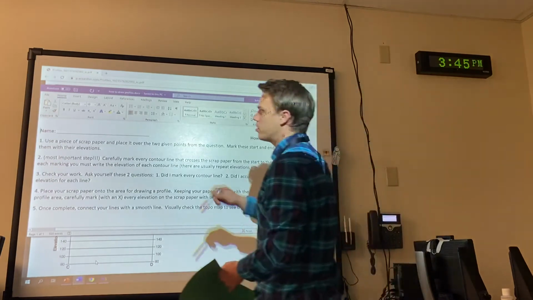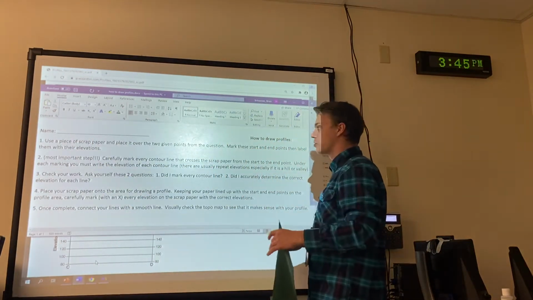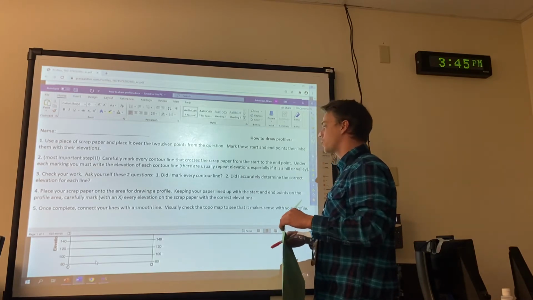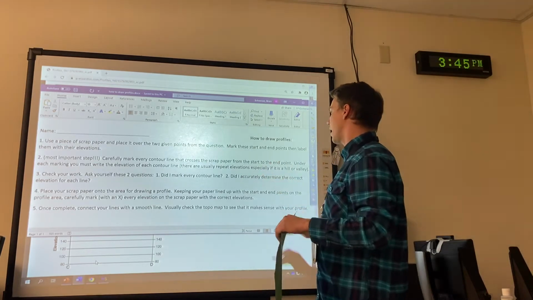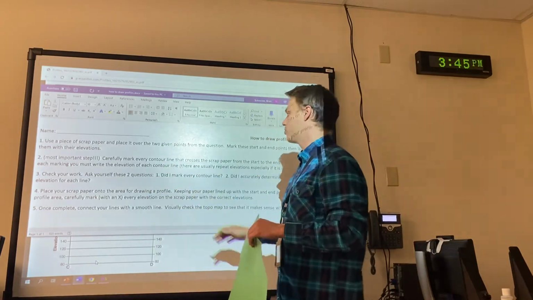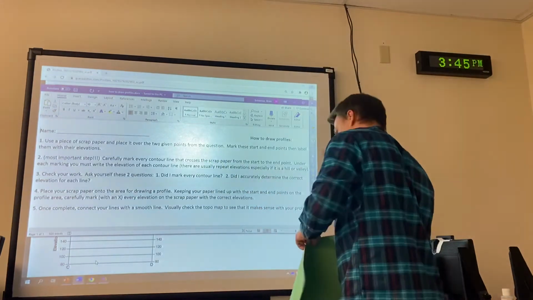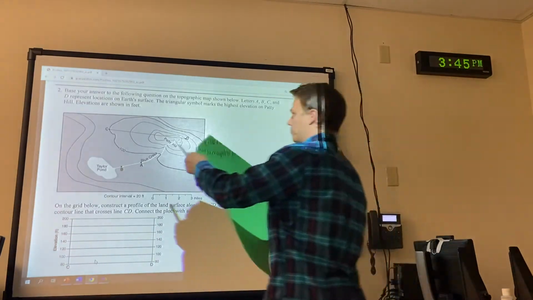Step 2, this is the most important step. Carefully mark every contour line that crosses the scrap paper from start to the end point. Under each marking, you must write the elevation for the contour line. And we're going to do that vertically. Okay, so let's try that out.